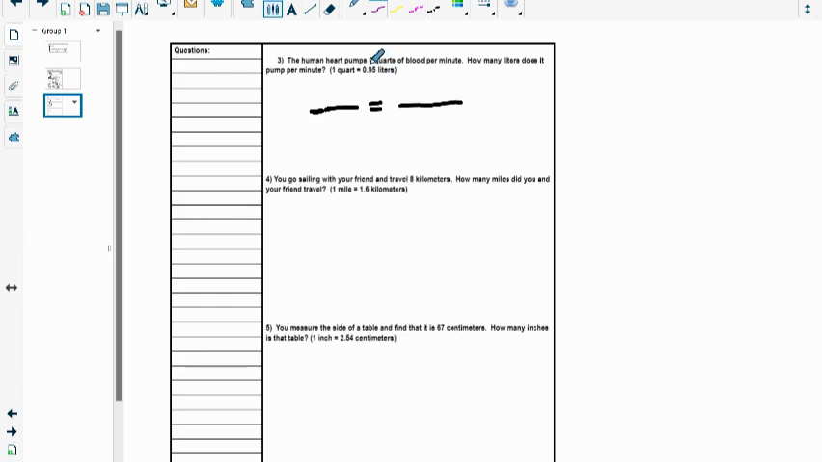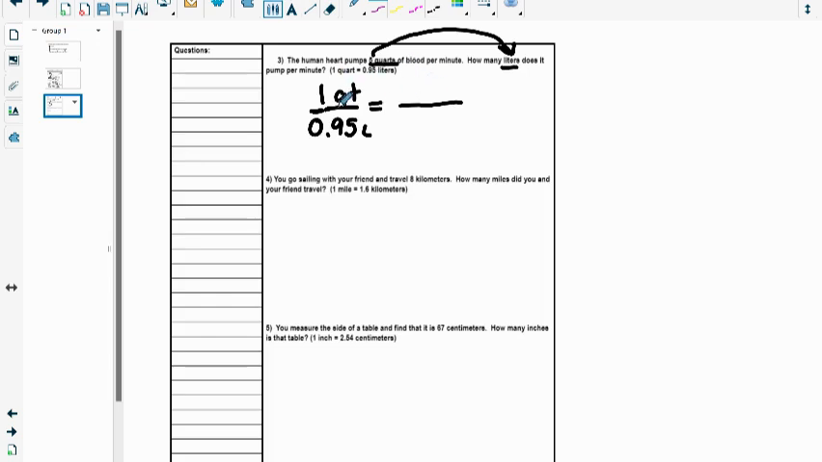The human heart pumps 5 quarts of blood per minute. We want to know how many liters is that. So we're trying to make 5 quarts into liters. So we start with our conversion fact. 1 quart is 0.95 liters. Okay, we always start with our conversion fact in that first fraction.